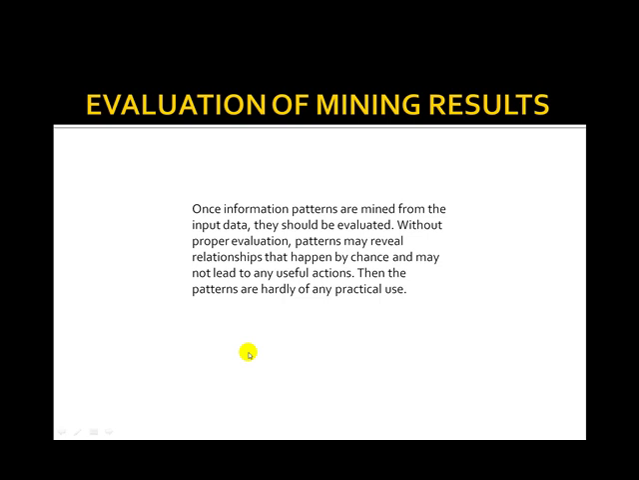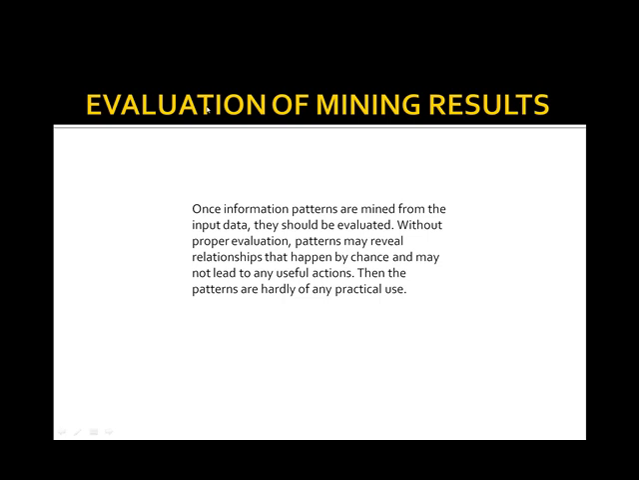Once information patterns are mined, the next thing we want to do is talk about how we evaluate our data mining results. Well, we saw this already when we looked at the iris prediction, and we saw that it was 98% accurate. So that's one measure of how good the process was. So we want to examine different measures of how good the results are. Okay, so this is evaluation of mining results.